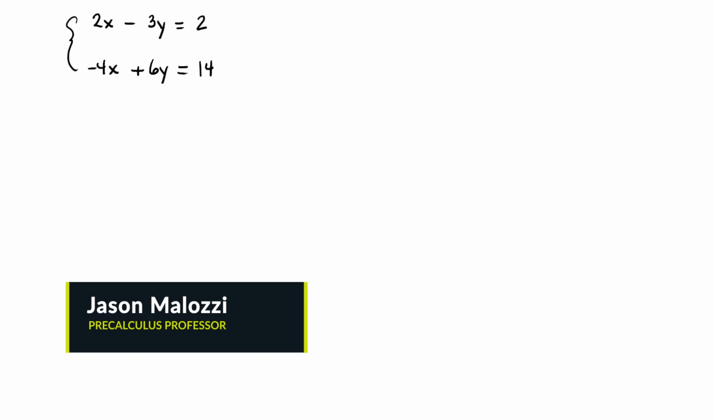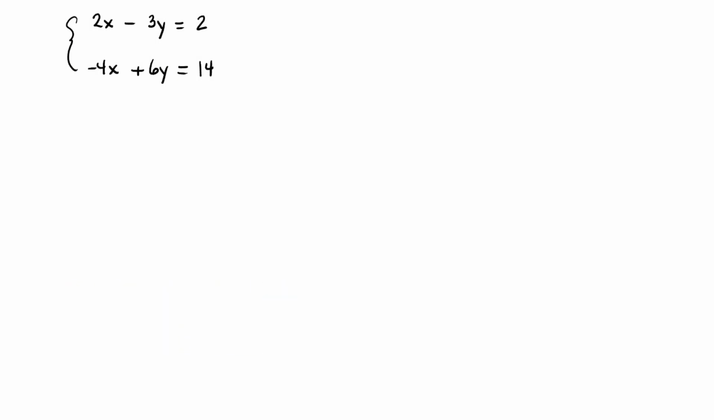Hello there, welcome back. We're going to solve the system 2x minus 3y equals 2, negative 4x plus 6y equals 14 using Gaussian elimination. So again, the first thing we're going to do is rewrite this system as an augmented matrix. So we have 2, negative 3, augment 2, negative 4, 6, 14.